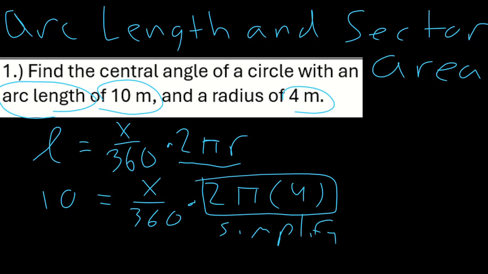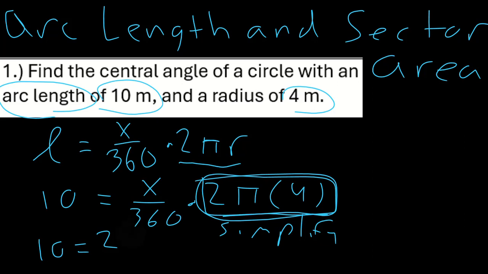So 2 times 4 is 8, and if I do 8 times pi, I will get 25.13. Now what I'm going to do next is a little bit different than what I've taught in class. I'm actually going to rewrite this. I can rewrite this as 10 is equal to, remember, all of this is in the numerator. All of that was equal to 25.13.